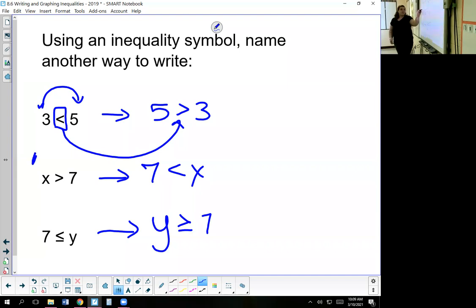Okay, I tend to like the variable on the left-hand side. So when I look at problems like this, to me, it makes a lot more sense when the variable's on the left. Again, that's just preference for me. It doesn't mean you have to do it. I just think it's a lot easier.